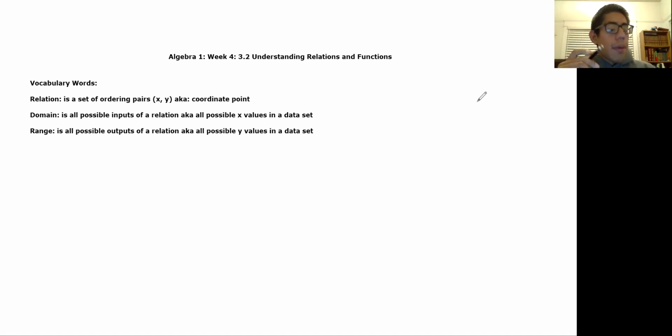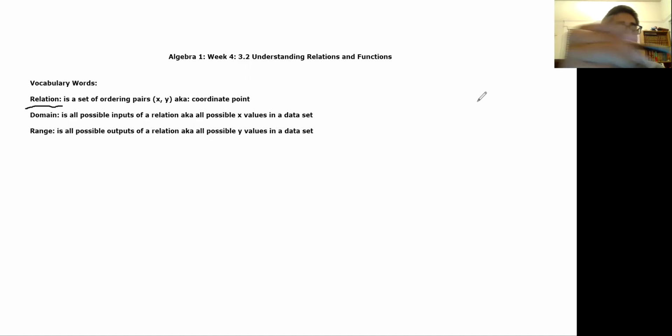Some vocabulary you need to know beforehand. The word relation is one of the vocabulary words that you're going to see. It's a set of ordered pairs, x and y. It's also known as a coordinate point. That's a very basic definition. We're going to go into a little bit more of what a relation is, because throughout this lesson you're going to be proving if certain sets of relations are actually functions or not, and what that means.